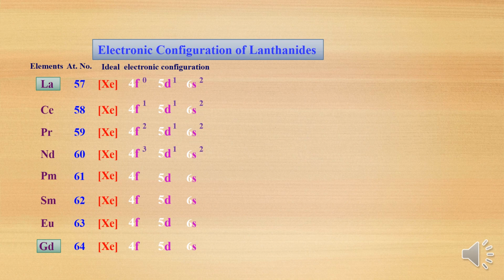So 6s2 and 5d1 are common for all the f block elements, the lanthanides. Only changes we can observe are in the f orbital, so it only goes on increasing: 4, 5, 6, 7. So this is nothing but the ideal electronic configuration. Ideal means, as I already told, according to the increasing order of their energy level. According to the above principle you fill the electrons.